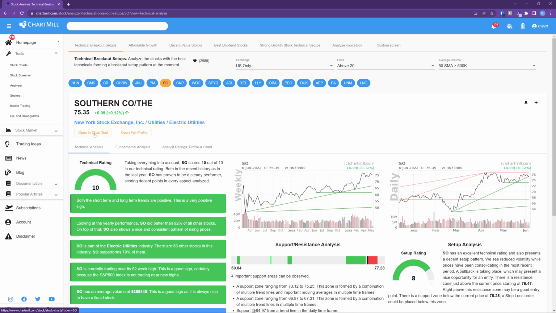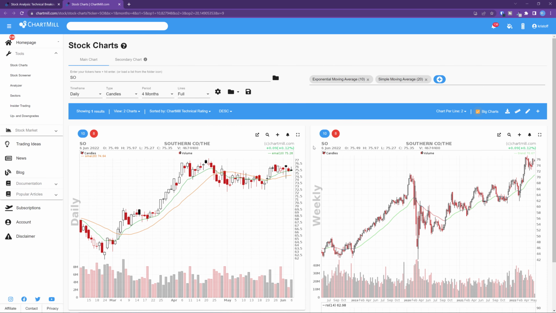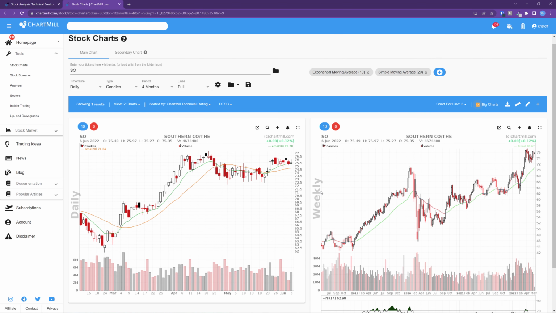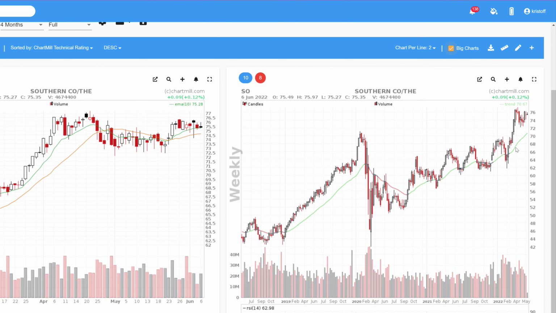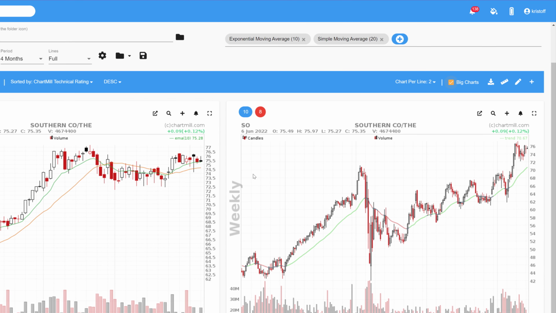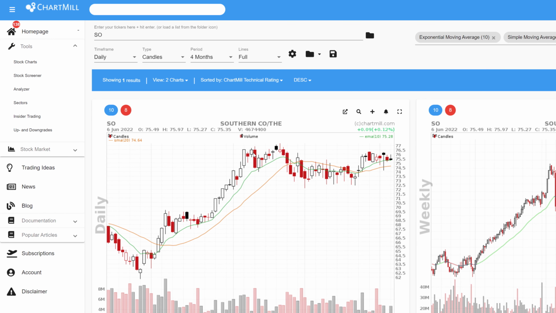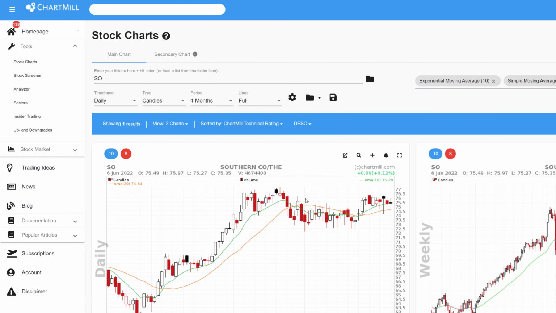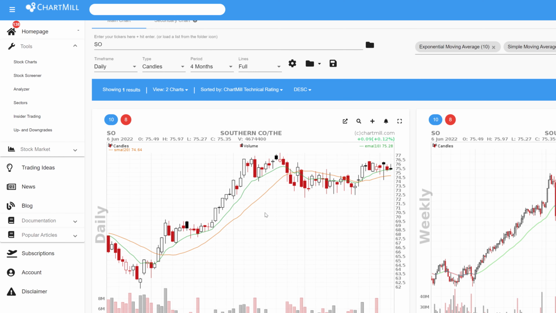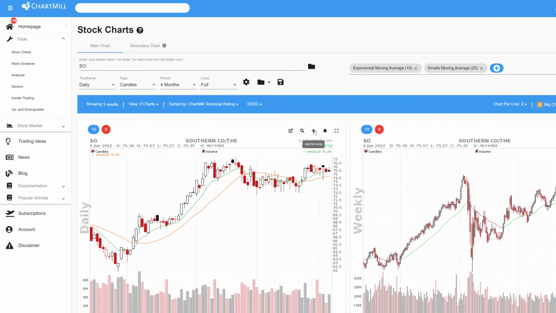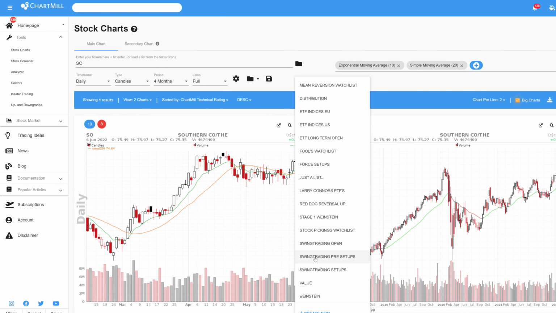So again, if I open this ticker in a chart tool, open link in new tab, as you can see, by default, I get a weekly and a daily chart. And also for this ticker, the weekly chart long-term trend is up. The ChartMill trend overlay is green. And on the daily chart, we have consolidation, a sideways trend. So as with the other ticker, this is not an actual trade setup. It's rather something to put on my watch list. So I added this one to my swing trading pre-setup list.